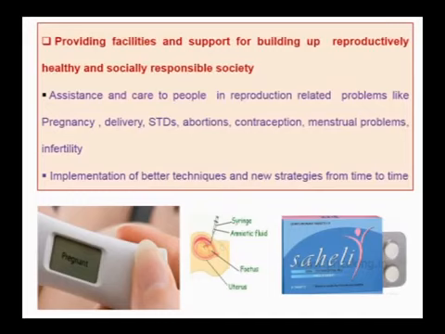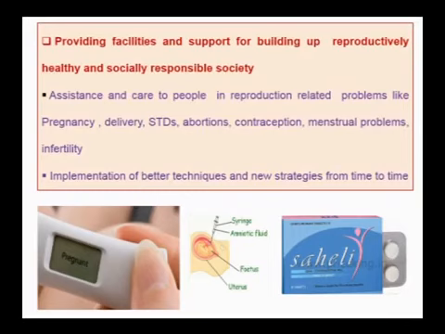Another goal is providing facilities and support for building up a reproductively healthy and socially responsible society. Assistance and care to people in reproduction related problems like pregnancy, delivery, STDs, abortions, contraception, menstrual problems and infertility. Implementation of better techniques and new strategies from time to time, and one such example is Saheli. It's a new oral contraceptive developed by CDRI Lucknow, Central Drug Research Institute.